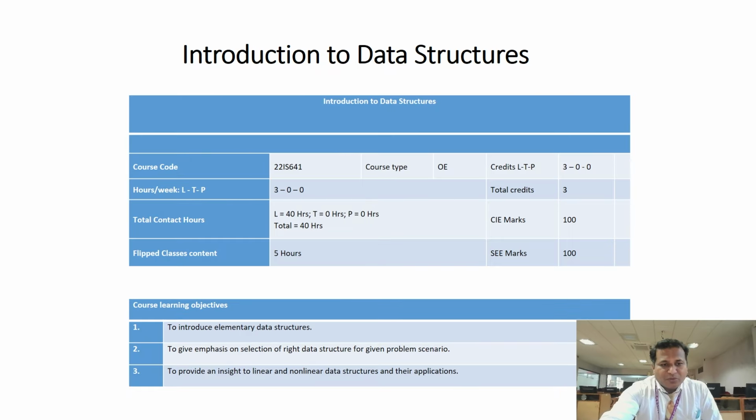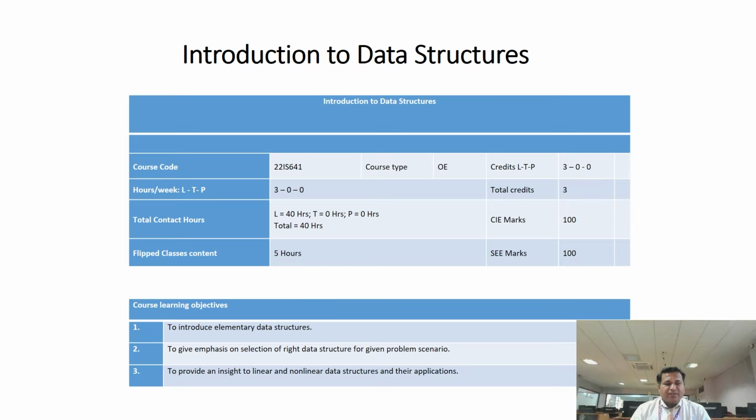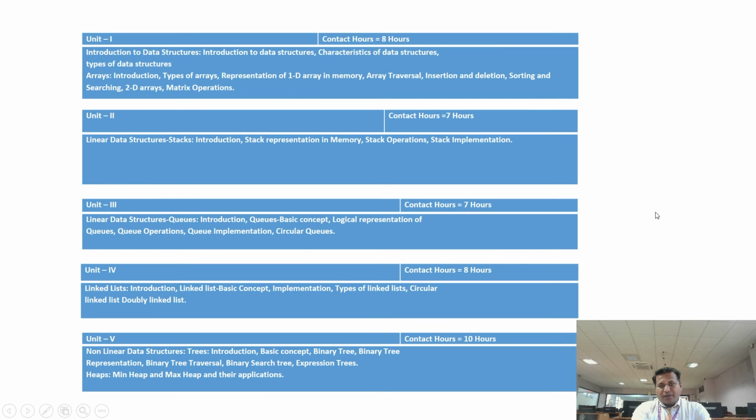The objective of this course is to introduce elementary data structures. It will give emphasis on selection of a data structure for a given problem scenario, to provide insight into linear and non-linear data structures. Generally, a data structure is nothing but the way we organize the data. For example, every day we use a mobile where you get messages in inbox and email. Generally, the last message you have received is the one we read first. So this is a concept of a data structure. Here we have organized data as a stack.